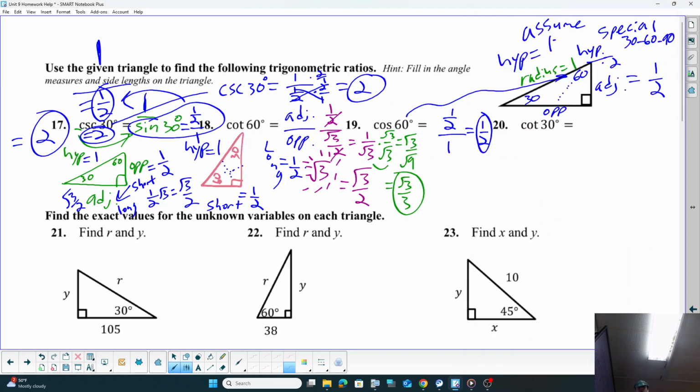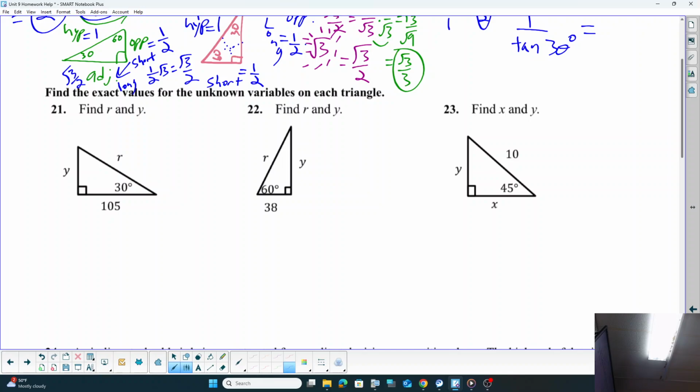So now you're going to try cotangent, which is just 1 over tangent. So if you find what tangent is for 30 degrees, then you'll be able to do cotangent. Find the exact values for the unknown variables for number 21, 22, and 23. So these are all special right triangles, 30, 60, 90. So I should really let you practice them all on your own. So I'm going to wait for a moment while you practice on your own.